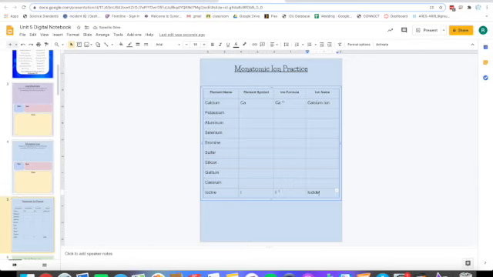So you'll need to fill out the rest of this chart for the monatomic ion section. If you have any questions, just let me know. You can send me an email. If you want me to check your answers, just let me know and I'll be happy to help you.